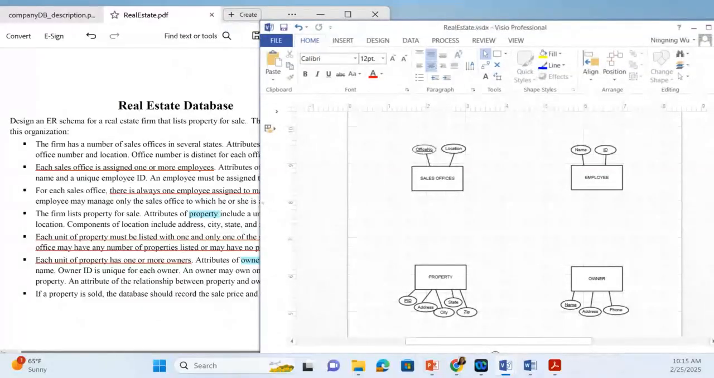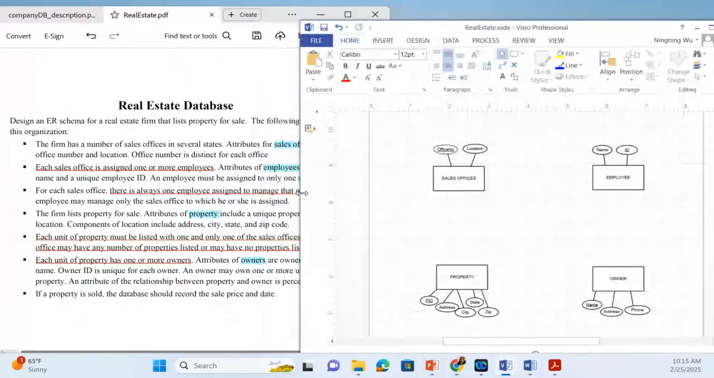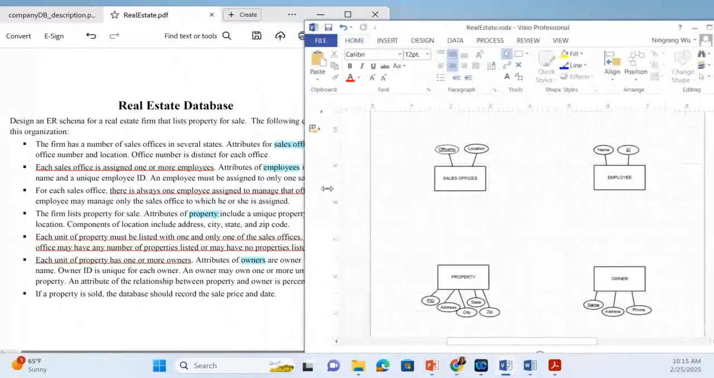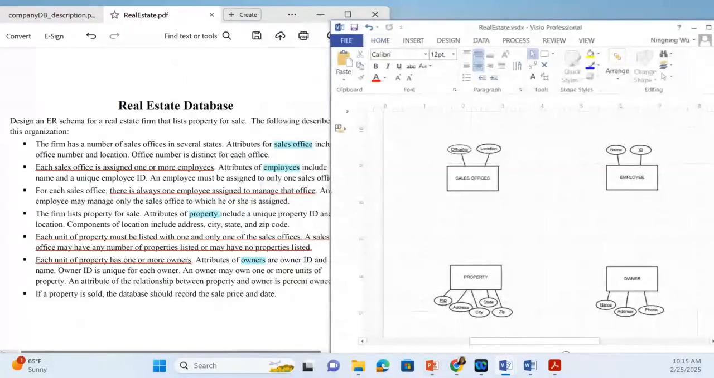Okay, so basically in our design, I think we have to follow a step-by-step approach. The first step, we need to identify the entity tabs. Once we identify the entity tabs, then we can go to the data description to inform the relationship tabs among those entity tabs. So we identified 4 entity tabs: sales office, employee, property, and owner. I think that's the 4. Okay, questions?